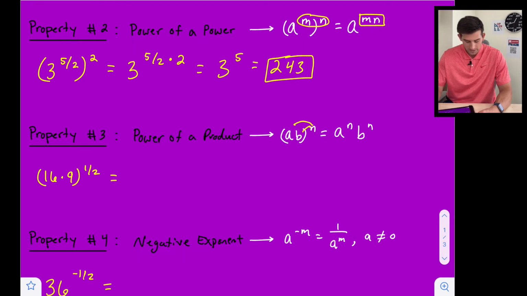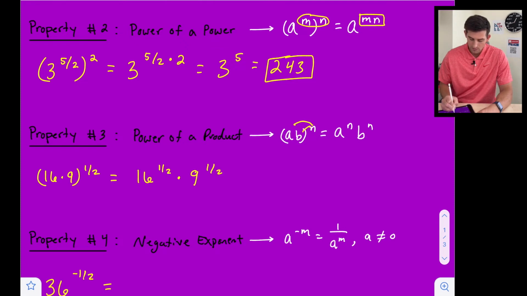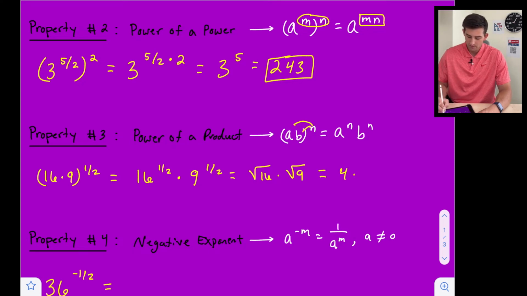So in our example, we have 16 times 9 raised to the 1/2 power. So we could do 16 times 9 and get that answer and then raise it to the 1/2 power. But applying this property, this can become 16 to the 1/2 times 9 to the 1/2. Well, we know that 16 to the 1/2 is the same as the square root of 16, and 9 to the 1/2 is the same as the square root of 9. Square root of 16 we know to be 4, and the square root of 9 we know to be 3. So 4 times 3 gives us a final solution of 12.